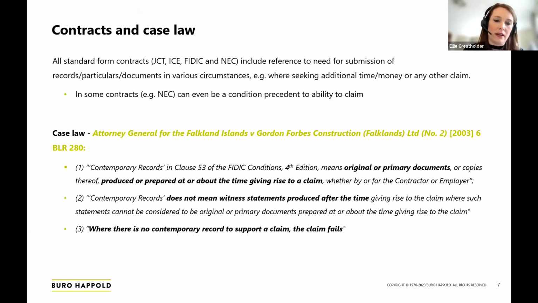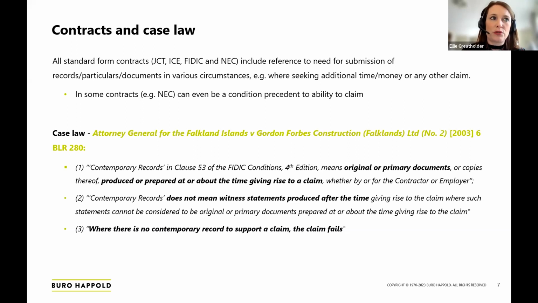And the NEC is, I was going to say notorious, but well known for the condition precedents contained within that contract. And there are some very strict condition precedents about provision of records in order to put forward certain claims, which shouldn't be forgotten. I can't be a lawyer and do a talk of this nature without mentioning a little bit of case law. So just a very quick reference to the case of Attorney General for the Falkland Islands against Gordon Forbes Construction. This is a relatively old case now, but remains good law. This was all to do with a FIDIC contract, specifically clause 53 of the FIDIC conditions in the 4th edition.